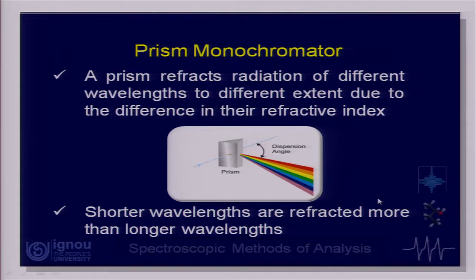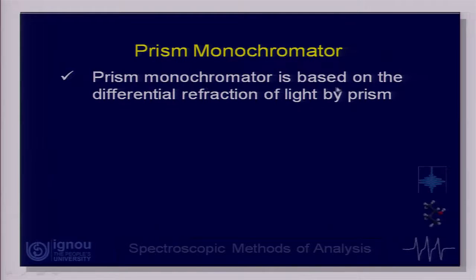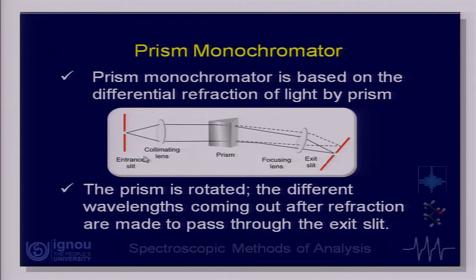Now, let us look at how a prism monochromator works. As I just mentioned, a prism monochromator is based on the differential refraction of light by the prism. Essentially, it consists of two slits, an entrance slit and an exit slit, and two lenses, a collimating lens and a focusing lens, and then of course a prism. We have a radiation source here. The radiation is made to pass through the entrance slit, and then it falls on a collimating lens. That lens makes this radiation go through the prism.